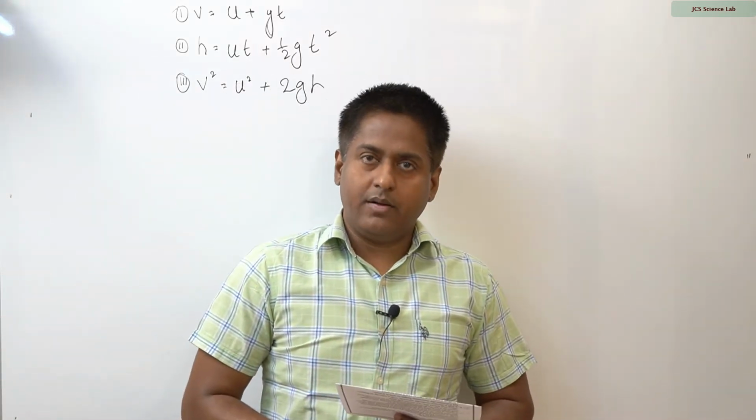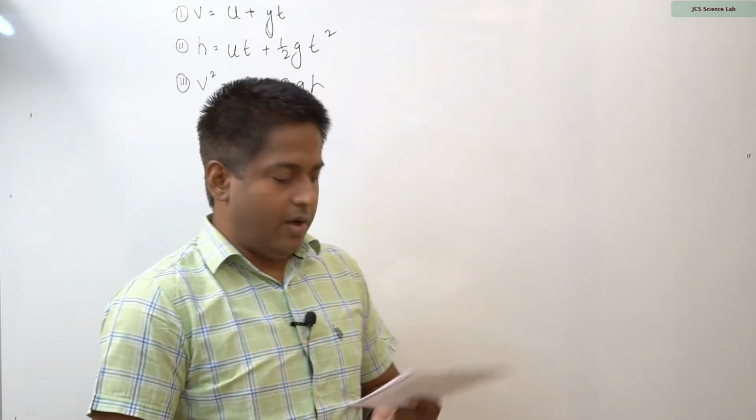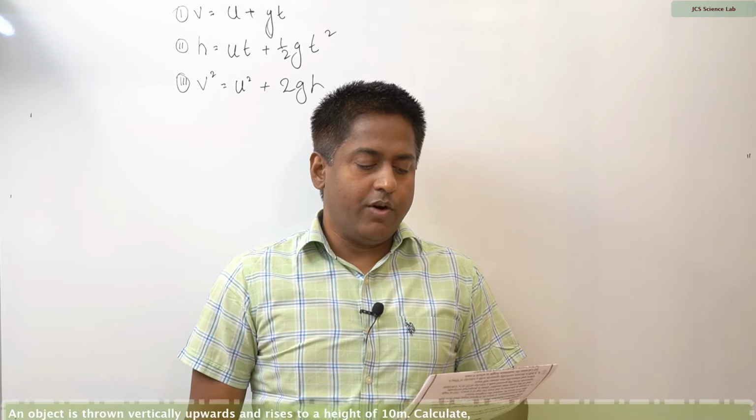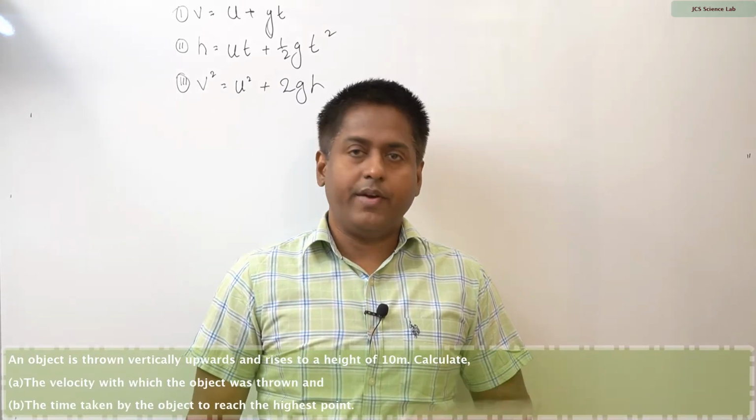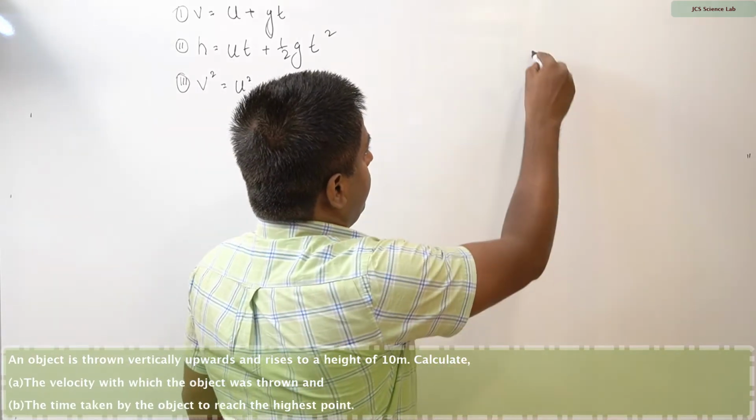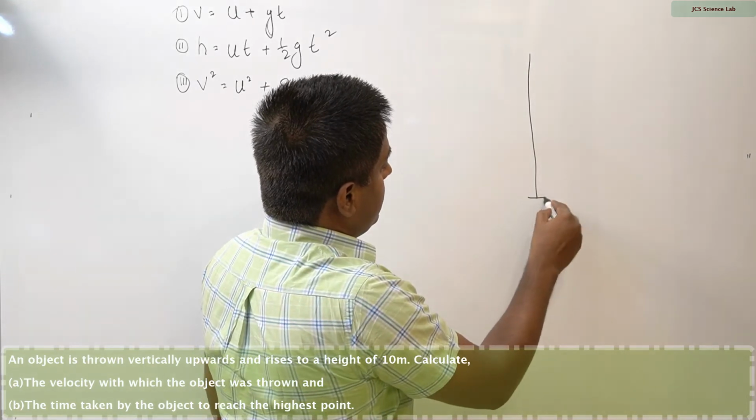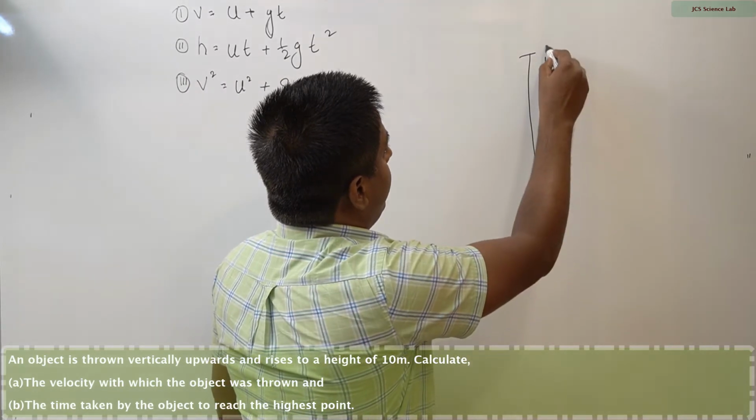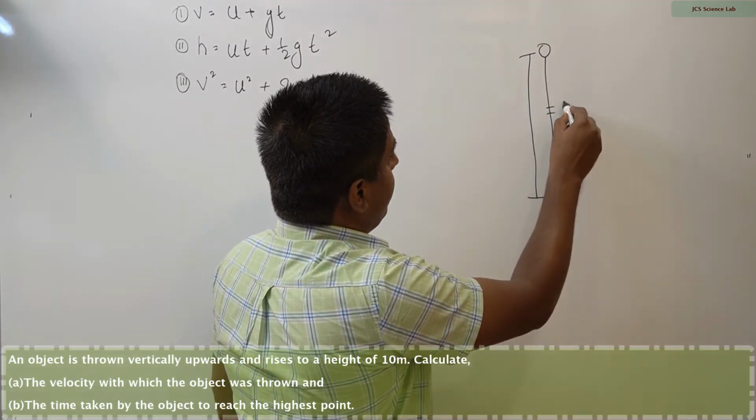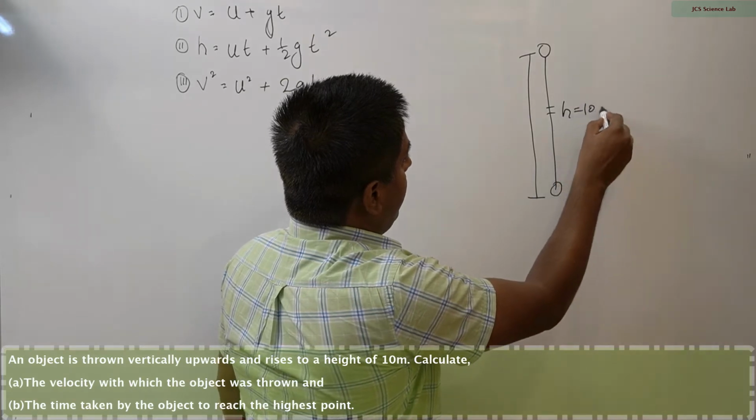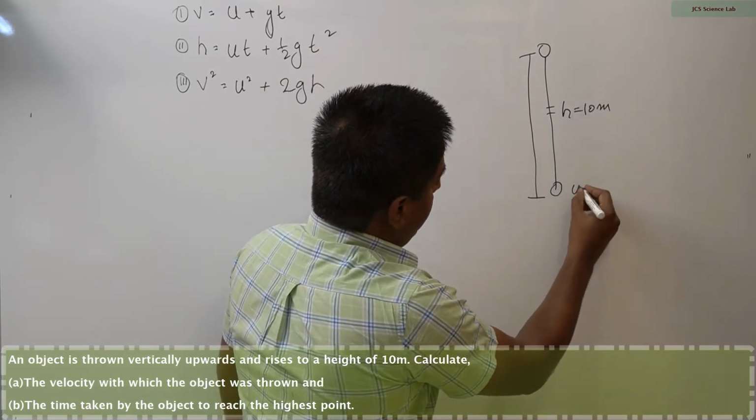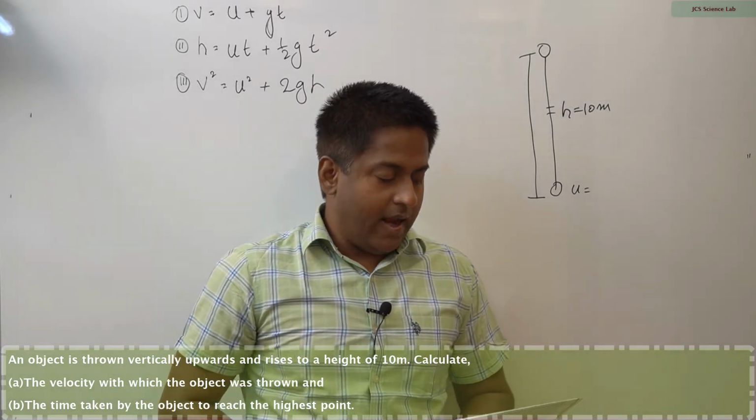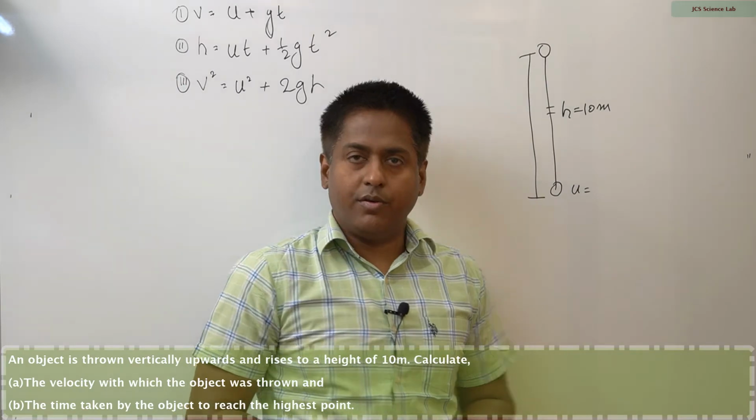Now let's do numericals based on vertical motion. I have one question here. An object is thrown vertically upwards and rises to a height of 10 meters. Calculate the velocity with which the object was thrown.